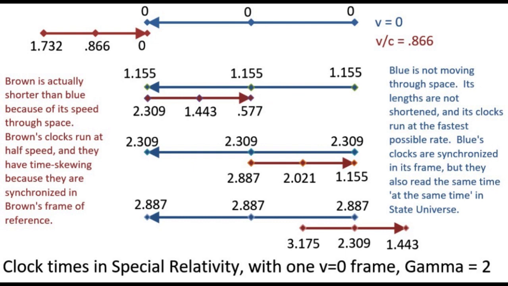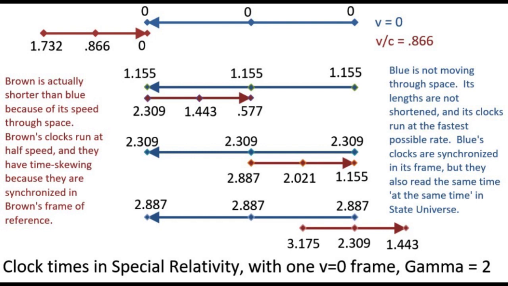Meanwhile, the brown ship says, well, at the same time in state universe, the brown ship sees the tip of the blue ship has traveled its full length, or 2 units, and the time on its clock says 2.309, which again, 2 over 2.309 is 0.866. So they're both measuring the speed of the other ship by watching the nose as it passes their own clocks. They both measure the speed relative to each other to be 0.866c.